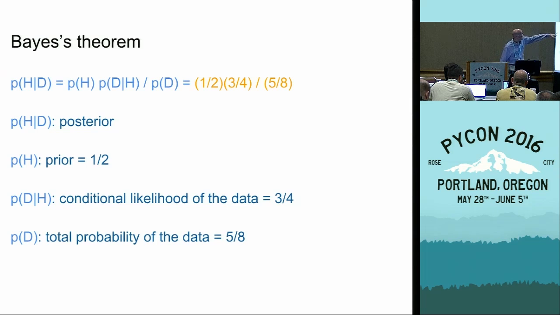So I'll do the math. I'm going to take the 3 pieces, the 1/2, 3/4, and 5/8, plug them into Bayes' theorem, and if you do the arithmetic, the posterior comes out to be 3/5. So the answer to the original question is 3/5. And this is the first way of solving it using Bayes' theorem.